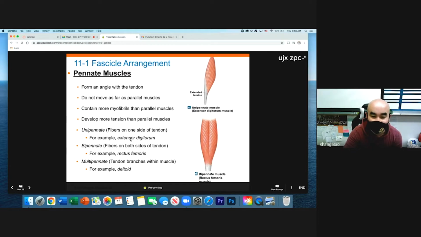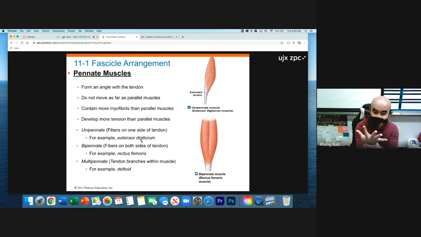Unipennate example will be your extensor digitorum. Digit means your fingers. The muscle that helps you extend, flex, extend, flex. Remember, flex is you reduce the angle, right? Yeah, remember the key, the root words. Extend means you broaden the angle. So extensor digitorum allows your finger to do this. Extend. Digit, fingers. Okay. We'll talk more about them.